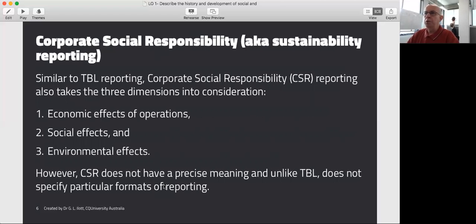Corporate social reporting tended to grow out of triple bottom line. It also takes the three dimensions into consideration, being the economic effects, the social effects, and the environmental effects. However, corporate social reporting doesn't have a precise meaning, and unlike triple bottom line, it doesn't specify a specific format of presenting your reports.